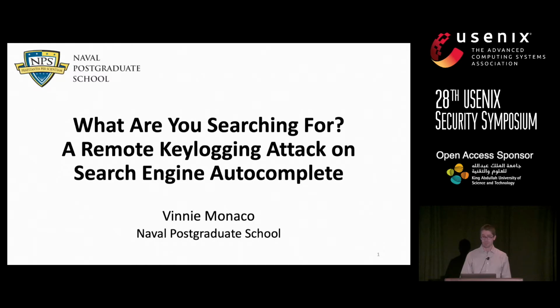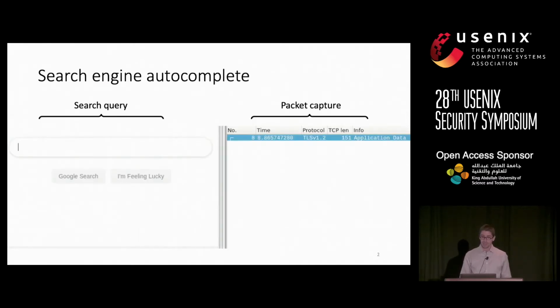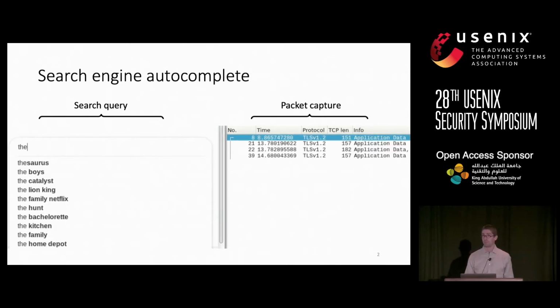For the introduction, this work is about trying to figure out what people are searching for on search engines with autocomplete. Autocomplete is a feature found on all the major search engines that provides a list of suggested queries to the user as they type. This feature is intended to make the search results more relevant and provide them to the user quicker.